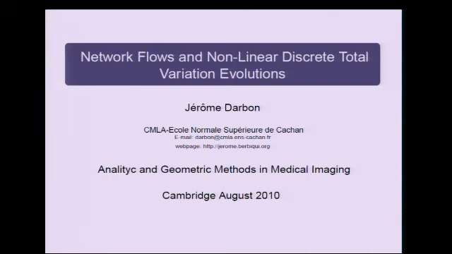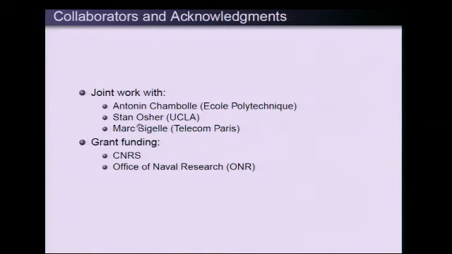Thank you for inviting me. So the talk will essentially use combinatorial tools, especially network flows, for non-smooth convex optimization and in particular total variation. So it won't be a lot about medical imaging. If you plan to use total variation as a tool, then this is one way to compute it. Part of the work I present was done with Antonin Chambolle at École Polytechnique, Stan Osher at UCLA, and Marc Sigelle, and I was supported both by CNRS and a grant from the Navy in the States.